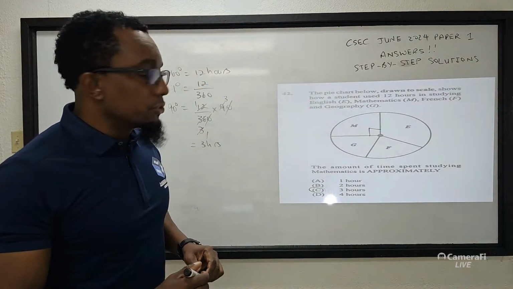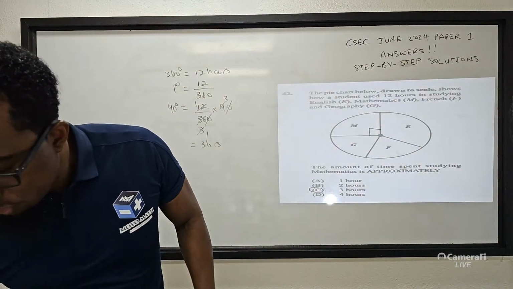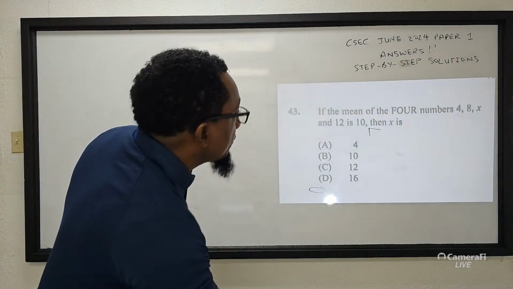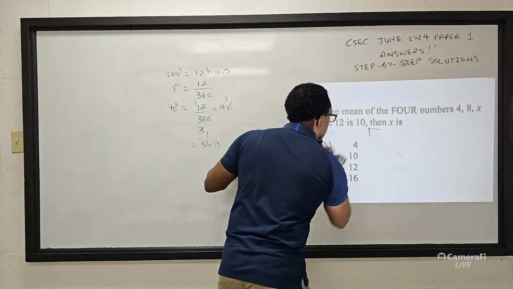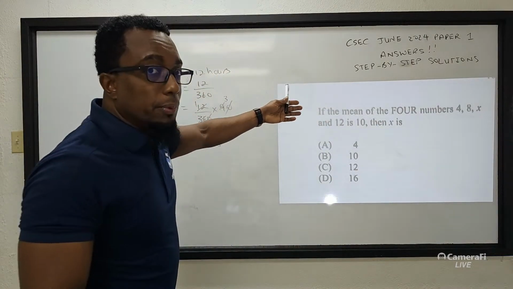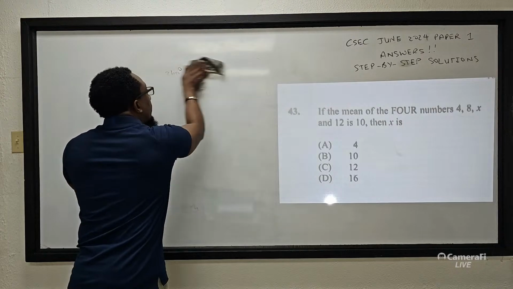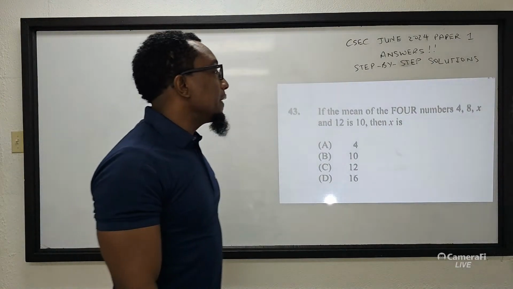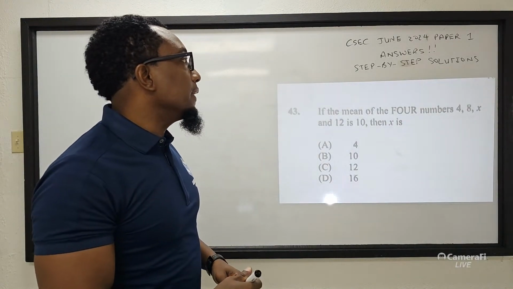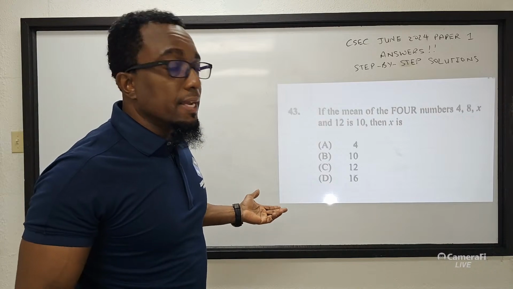Whose answer there is C. So 42 is C. Let's look at 43. So another question we would have done in our review exercise before the exam. If the mean of 4 numbers, 4, 8, x, and 12 is 10, then what is x?